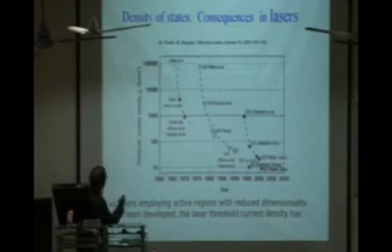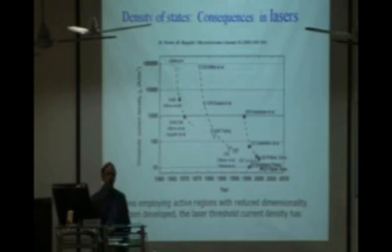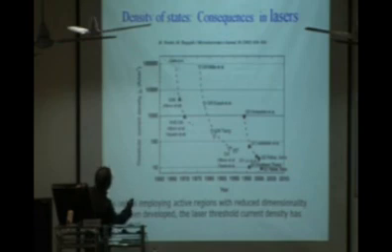Then from homojunction, people came to the heterojunction. In fact, you know that Alferov, the Russian physicist, got the Nobel Prize for this heterojunction semiconductor laser. The concept was given by them. And finally, from heterojunctions, we go to the quantum well.